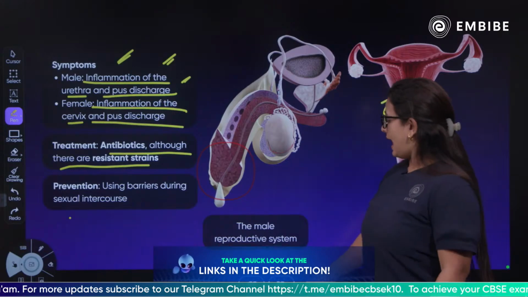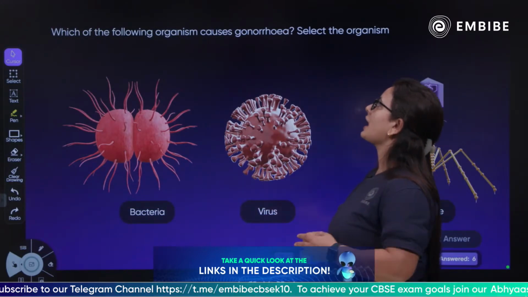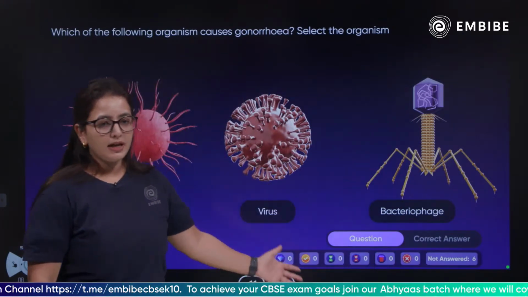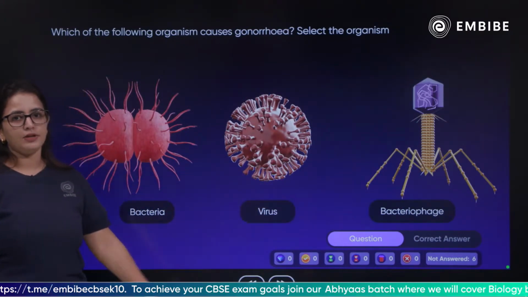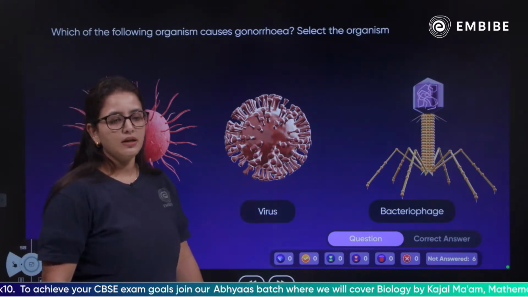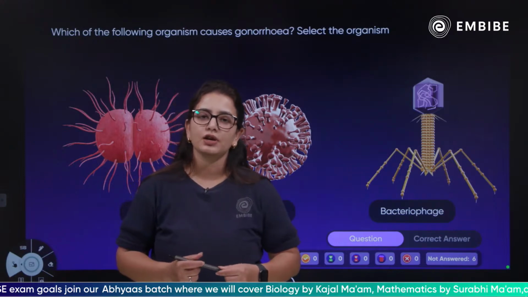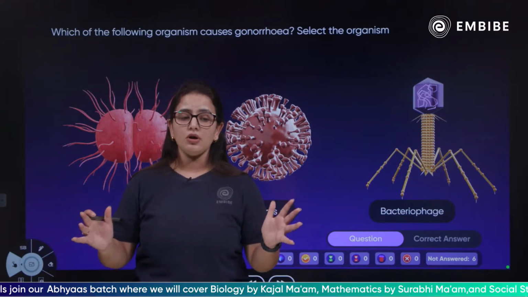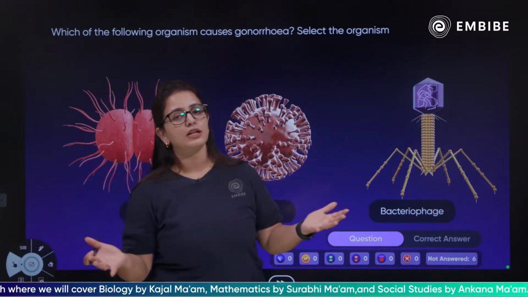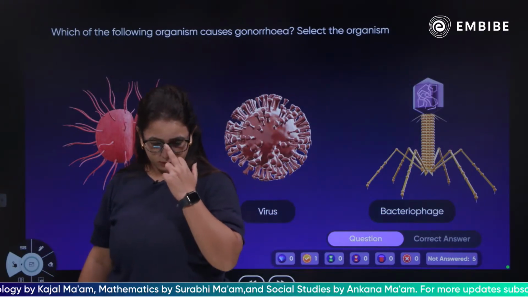Okay, as we move forward talking about it, next we have another question. Which of the following organisms causes gonorrhea? Select the organism. कौन सा पैथोजन है जो गोनोरिया कॉज करता है? Which among them causes gonorrhea? Yes, ये कैसे होता है? ये सिंपल वायरस के थ्रू होता है. HIV वायरस है जो इन्फेक्ट कर जाता है इम्यून सिस्टम को, और जब ये इन्फेक्ट कर जाता है इम्यून सिस्टम को तो आपको एड्स हो जाता है, which is acquired immunodeficiency syndrome. सिंपल.